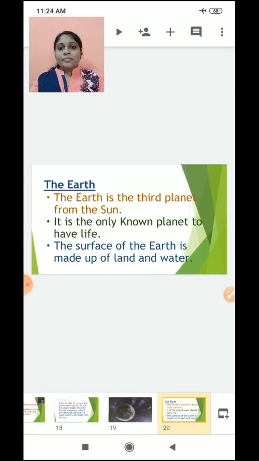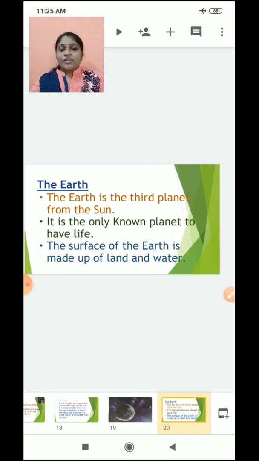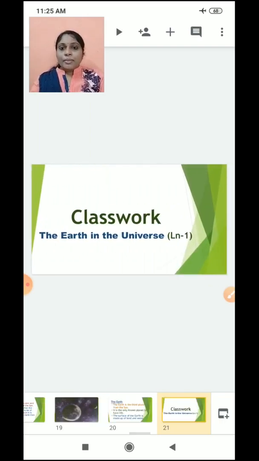Now finally the earth. The earth is the third planet from the sun. It is the only known planet to have life, and the surface of earth is made up of land and water.